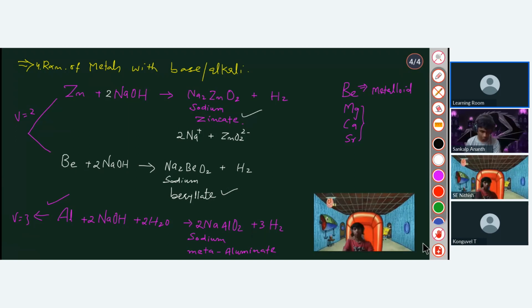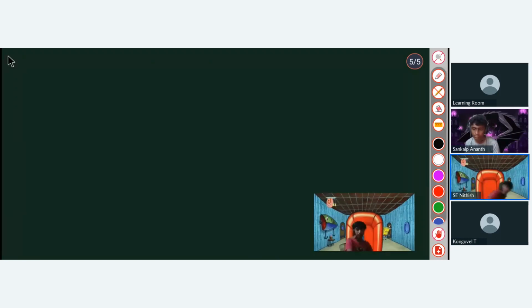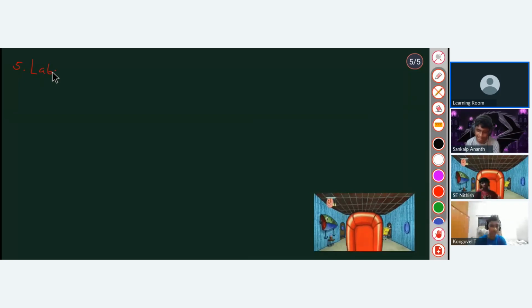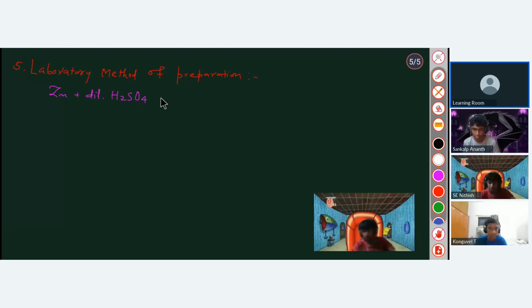Okay, then let's see a very important preparation, the laboratory method of preparation. That means how we prepare dihydrogen in the lab. It is a reaction we have already studied, and we are explaining it in a more detailed way. The reaction is zinc with dilute H2SO4. Have we studied this reaction? Yes, sir. This same reaction is carried out in the lab to prepare hydrogen. We get zinc sulfate and hydrogen gas.